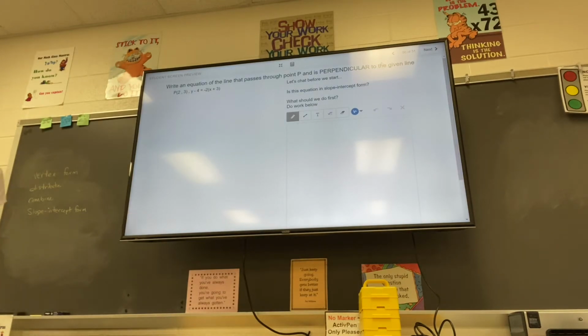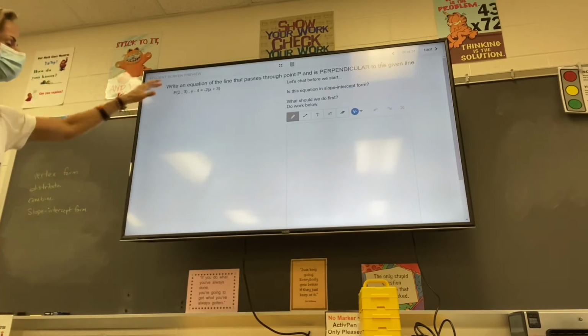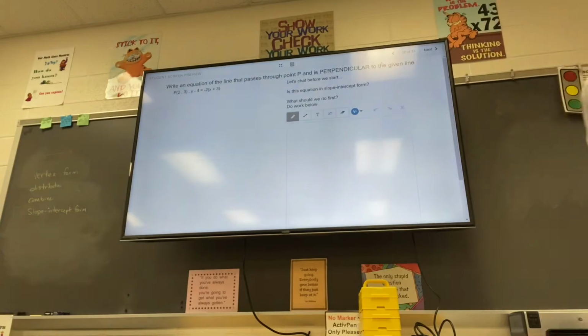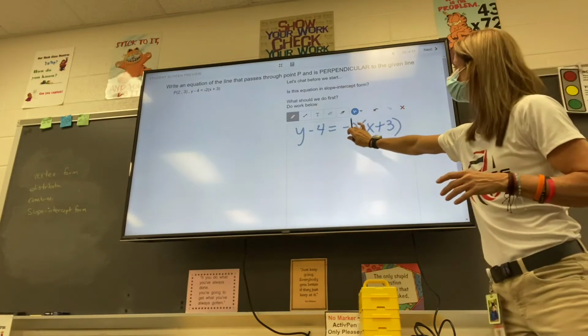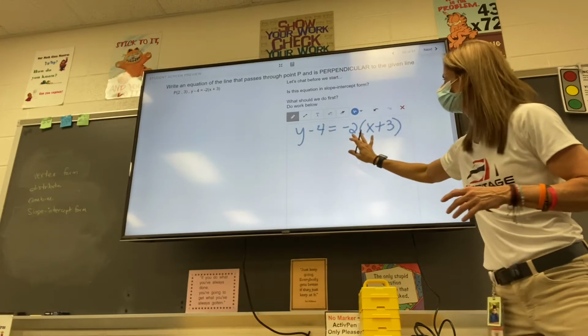Okay, so let's go ahead. Before we start, let's put this equation in slope-intercept form. We're going to have to distribute this -2, so -2 times x, and then -2 times 3. Let's do that first.